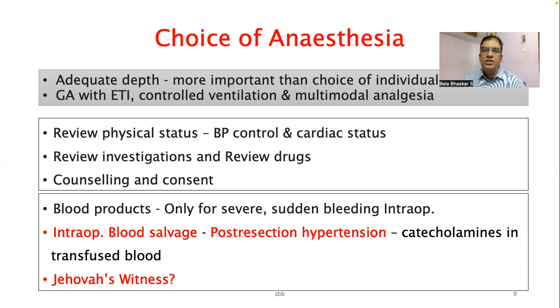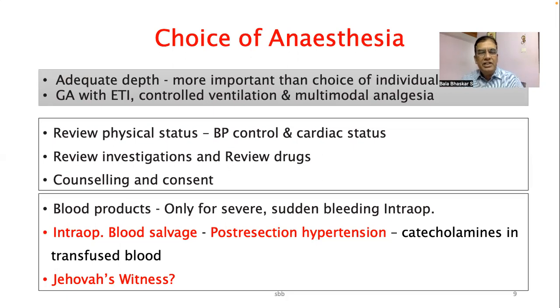So when the patient is posted for a laparoscopic adrenalectomy, it is important for us to review the patient status as is usual, especially with respect to blood pressure control and the cardiac status. We have to review the investigations, recent ones, and the review of the drugs that the patient is on, especially the alpha-adrenergic blockers, whether it is non-selective or selective, which I had discussed in part 1 of my presentation. Then, when we talk to the patient in the preoperative period, we have to definitely counsel the patient and take a written consent from the patient for the procedure.